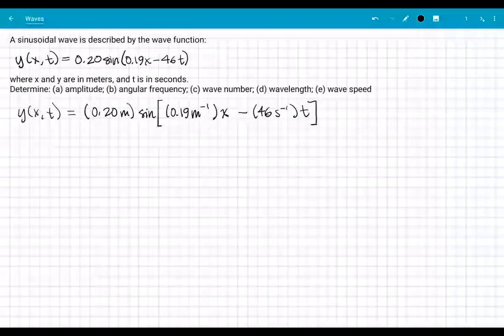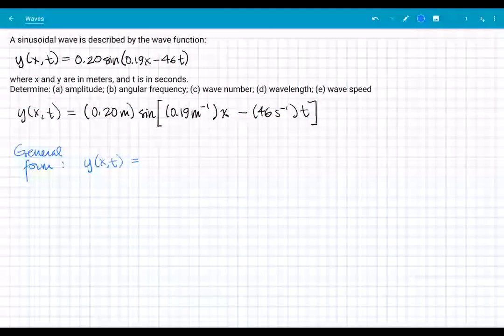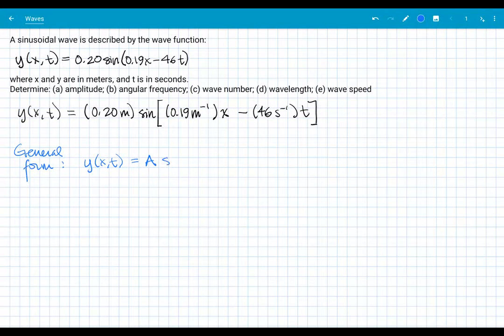So the general form, let's go over this general form again. Actually, I'm going to swap out colors doing the general form. So here's the general form of the equation. And because this is the first problem like this we've done together, I'm going to really slow down and talk about the anatomy of this particular equation. So y of x and t equals A sine kx minus omega t.